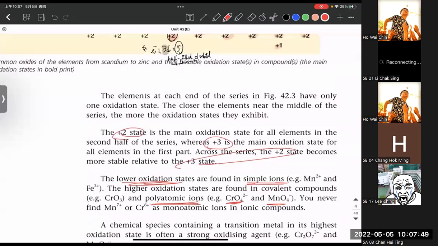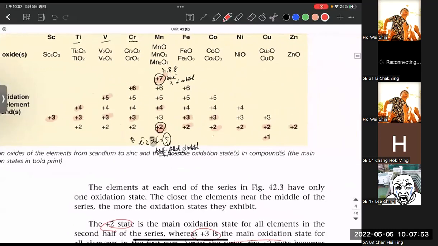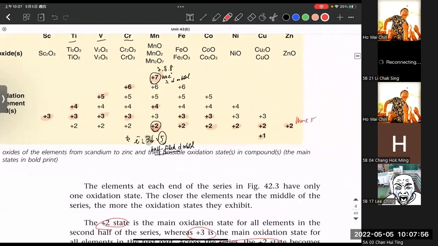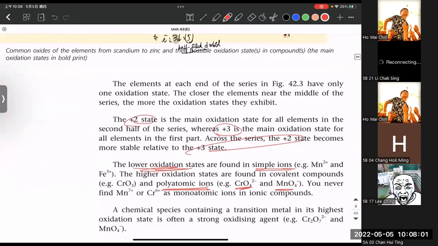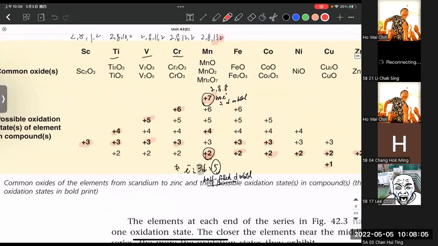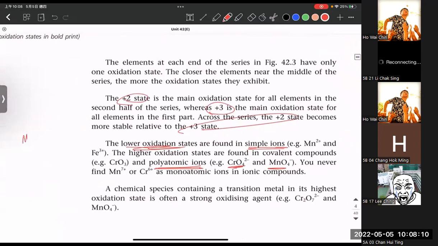Okay, across the series, +3 on the left hand side, +2 on the right hand side, being more stable. And finally, you may find the form of ions very strange. For example, manganese. For manganese, if I have low oxidation state, you mark it as Mn2+, Mn3+. But if you want to talk about manganese having higher oxidation state, we may mark it as permanganate and manganate ion, right? You may see that.